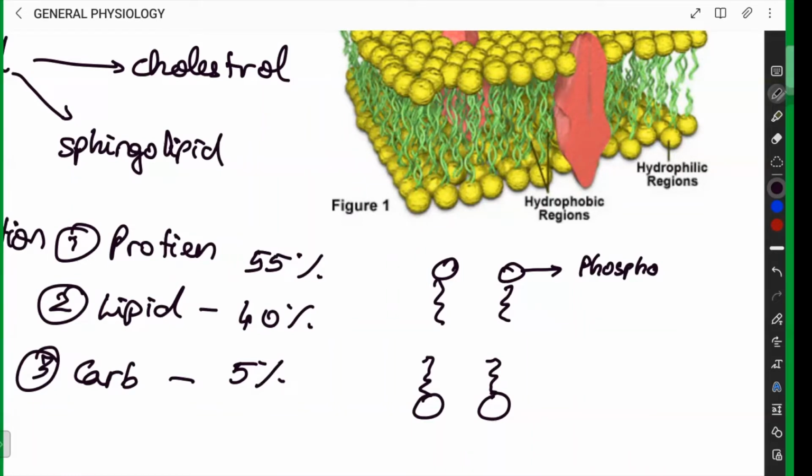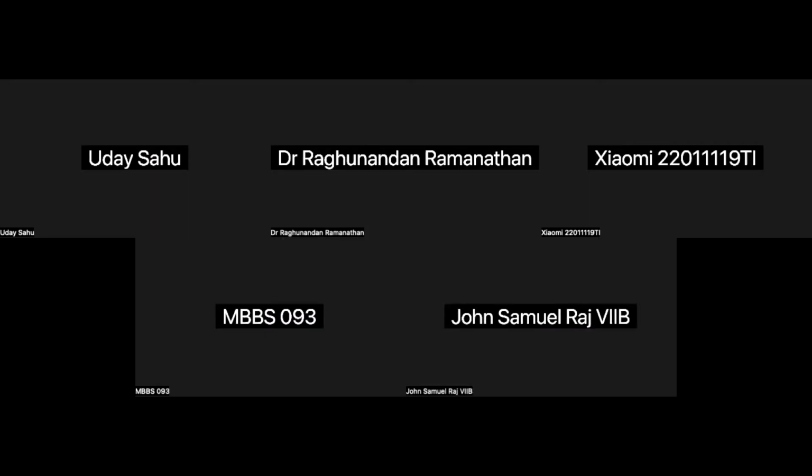Exactly. So your lipid is hydrophobic. If your lipid is hydrophobic, in that case, where will the lipid part be present, whether in the outer aspect or in the inner aspect? Someone in the chat box. So you have a lipid, you have a phosphate, where will your lipid be present, in the outer aspect or inner aspect?